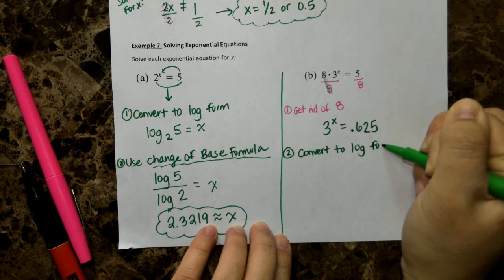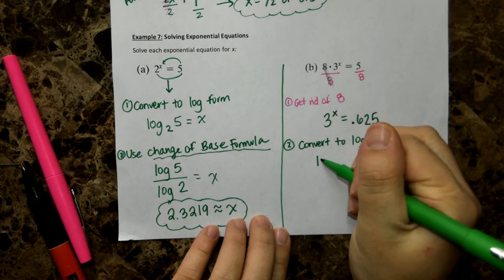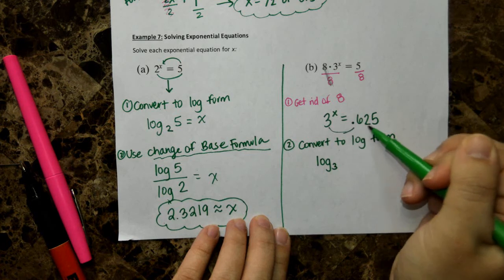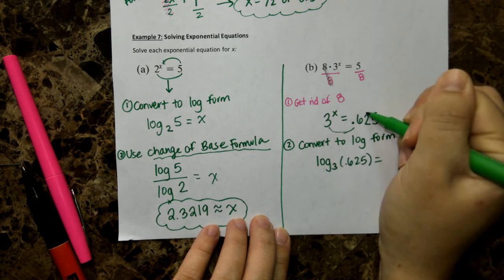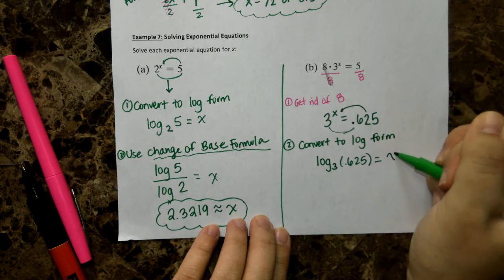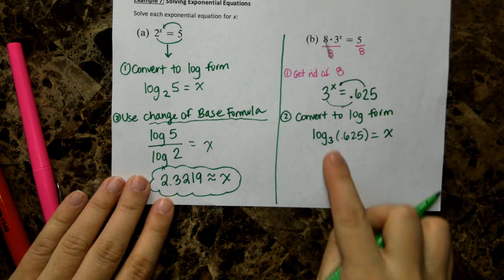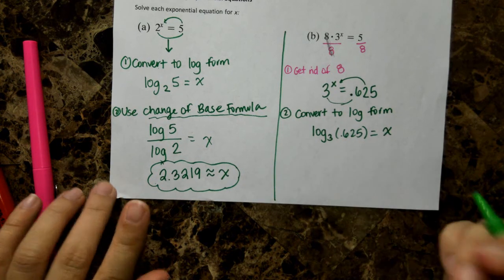The way we convert to log form is we start with the base, which is 3. So this is going to be written as log base 3 of 0.625 equals the exponent, which is x. That's how we convert it to log form. Now I don't know what this is. I can't type in log base 3 of 0.625 in my calculator.